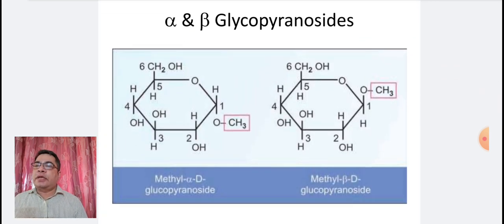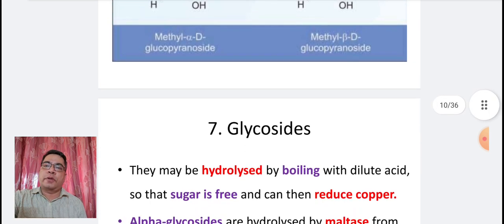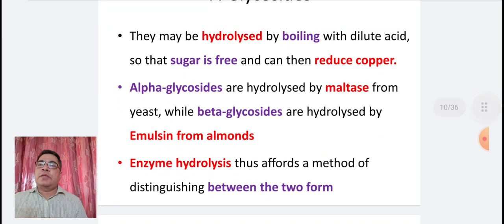In this diagram, we can see methyl alpha-D-glucopyranoside and methyl beta-D-glucopyranoside, which differ due to the changes in carbon 1. They may be hydrolyzed by boiling with dilute acid so that the sugar is free and then reduces copper. Alpha glycosides are hydrolyzed by maltase from yeast, while beta glycosides are hydrolyzed by emulsin from almonds. Enzyme hydrolysis thus affords a method of distinguishing between the two forms.